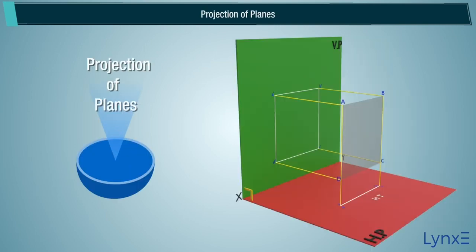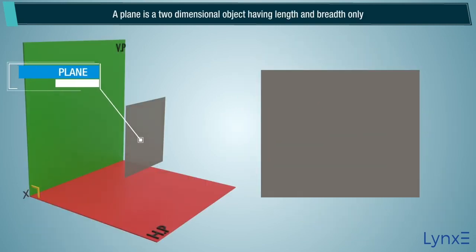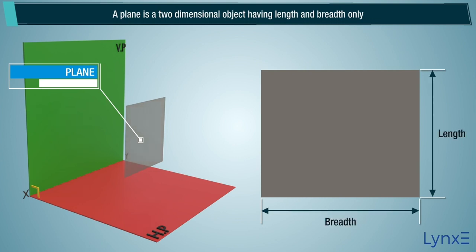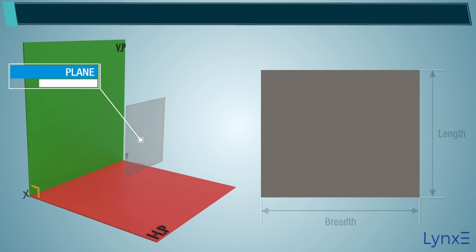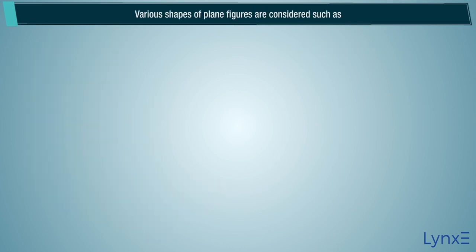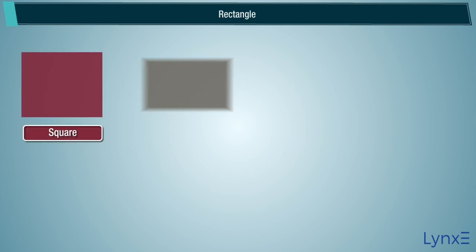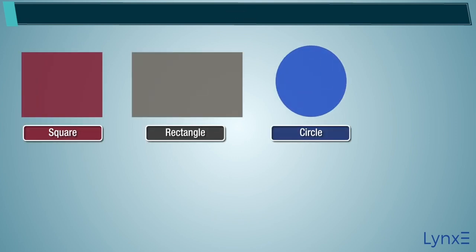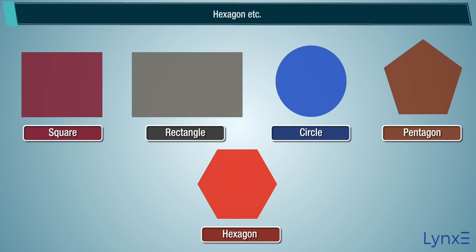Projection of planes. A plane is a two-dimensional object having length and breadth only. Its thickness is always neglected. Various shapes of plane figures are considered, such as square, rectangle, circle, pentagon, hexagon, etc.